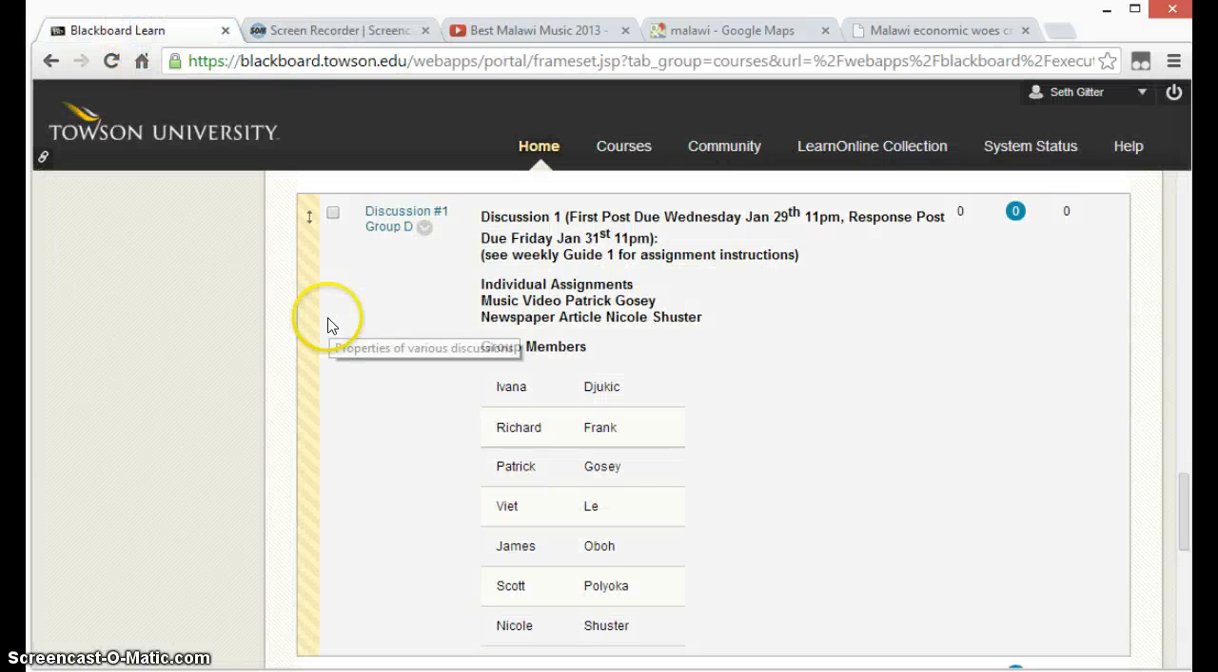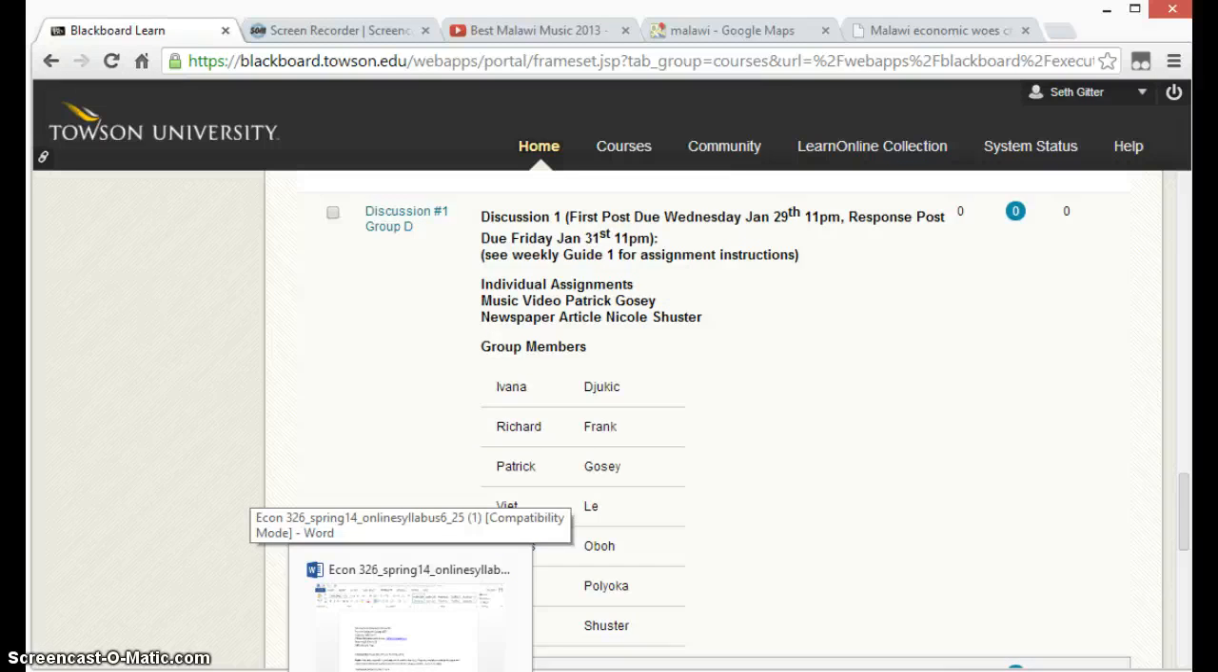All right, so that's it for the discussion. Each person's responsible for one post on Wednesday and one post on Friday, and I've highlighted who's responsible for the music video and who's responsible for the newspaper article. Everybody's going to get a turn to do both of those. So if you're dying to show your favorite Haitian or Laotian band, you'll have your chance.